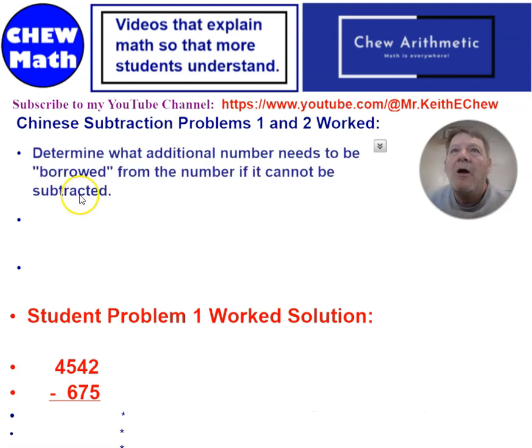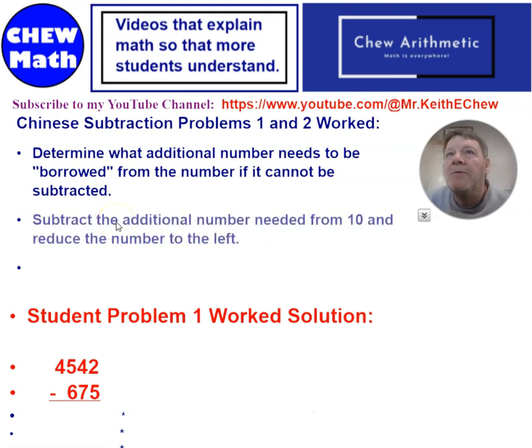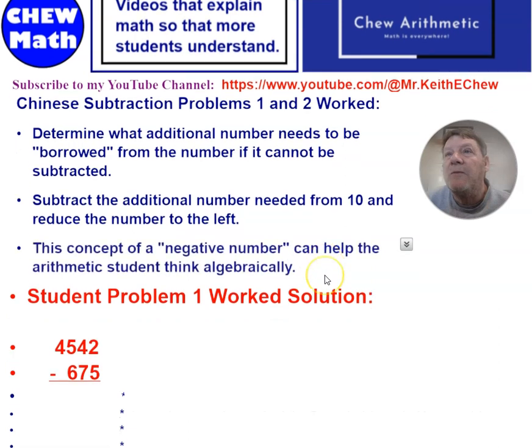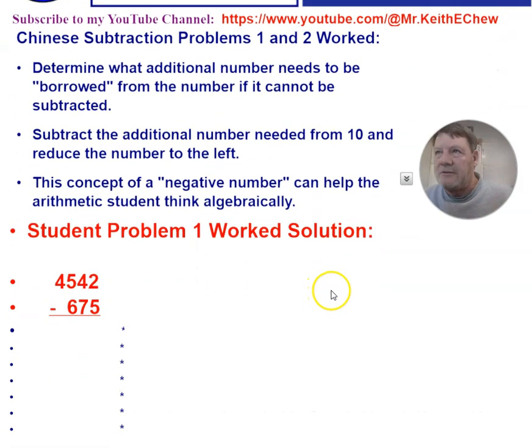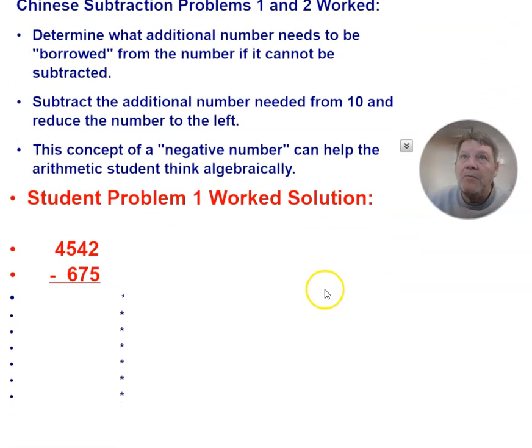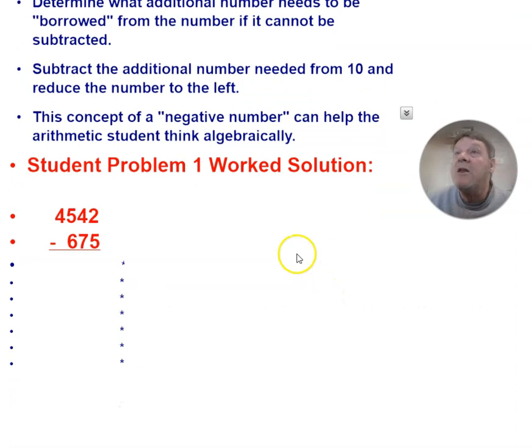I talked about how the marking on the borrowing is what sometimes causes students problems. And the Chinese do it a little bit differently, and they also use mental math, and they're always subtracting from 10. Talking about the concept of a negative number comes up, which is an algebra skill that is needed.